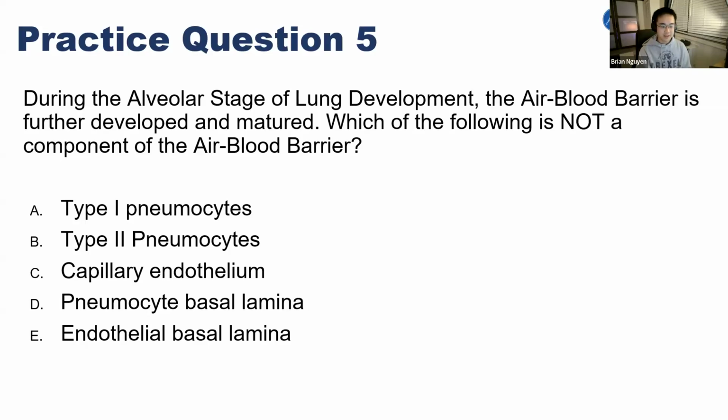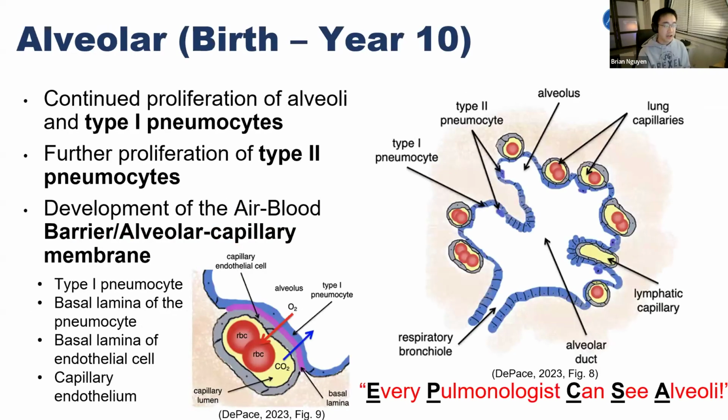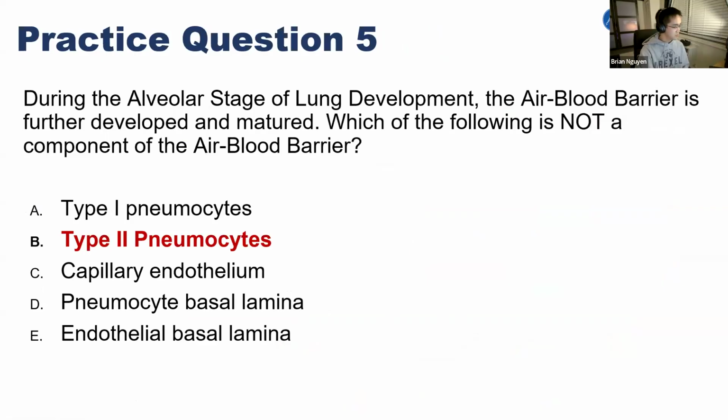All right. Okay, awesome. So let's go ahead and take a look at this. And now we get to talk about the air-blood barrier. Okay, so this one's going to be our type 2 pneumocytes. That is not a component, because remember, the components of our air-blood barrier are going to be our type 1 pneumocytes, the basal lamina surrounding them, and then the endothelium of our capillaries itself. And this right here is how we exchange gas. So oxygen and carbon dioxide, hopefully not carbon monoxide, are going to be exchanged at this area.